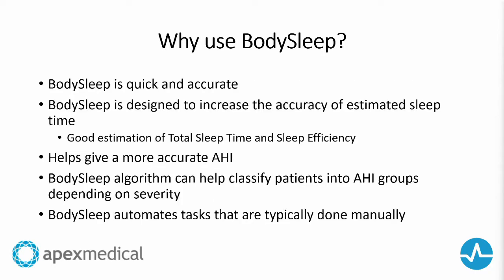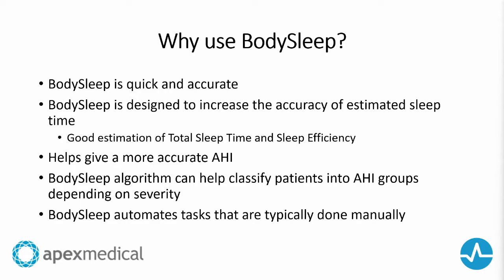So, why use BodySleep? Firstly, BodySleep is quick and accurate. It can give a quick snapshot of the outcome of the sleep study when one is needed. It can also be used to increase the accuracy of diagnosis from home sleep tests by increasing the accuracy of estimated sleep time during a home sleep study where EEG is not available. This helps in giving a more accurate AHI by estimating sleep time and efficiency, potentially leading to better management of the condition, if any.